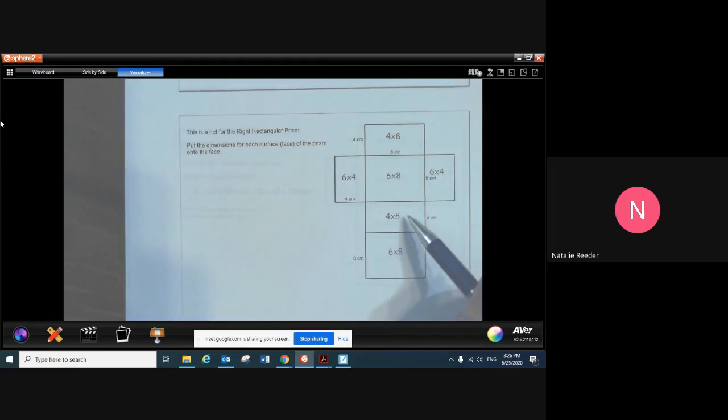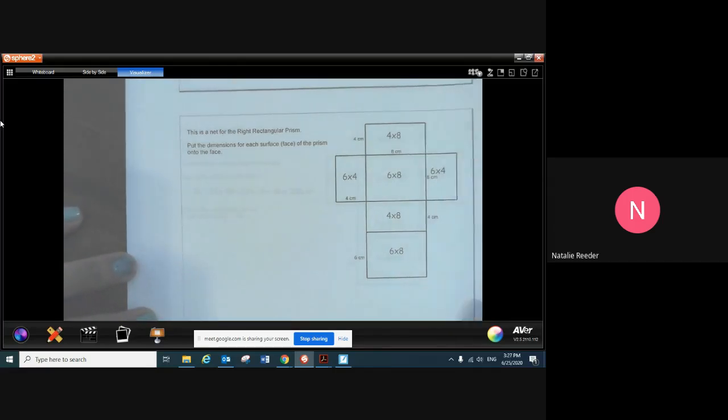Now on the last page, I had said that this top rectangle, which I had named A, would be equivalent to this one. So you can see that the 2 dimensions are the same. They're both 4 by 8. And these 2 are both the same. They're both 6 by 8. And these 2 are both the same. They're both 6 by 4.